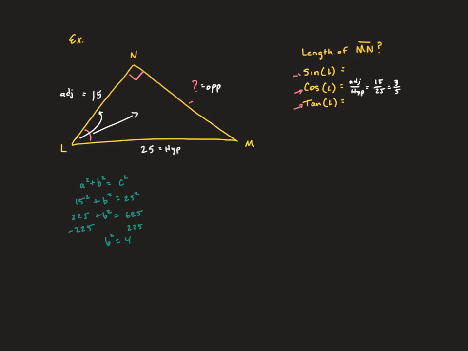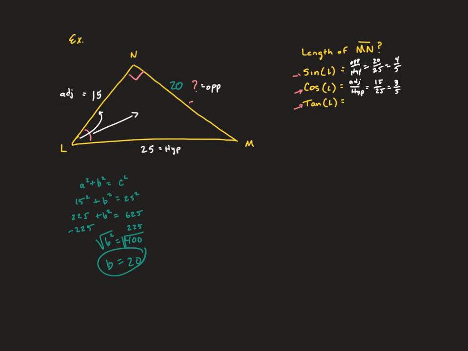B squared is going to be 400. Well, find the square root of both sides, and b is going to be 20. So I know over here that my opposite is going to be 20. So now I can figure out my other ratios, because my sine is going to be the opposite over the hypotenuse, which is going to be 20 over 25, or 4/5.